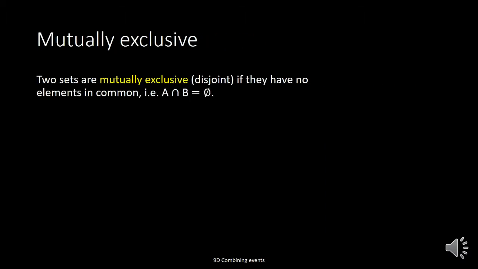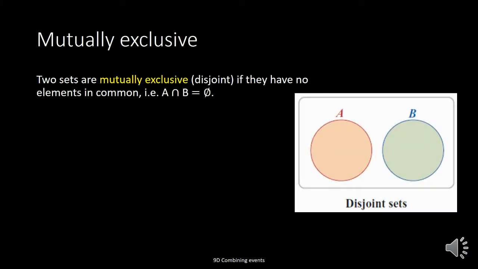We looked at mutually exclusive sets last year as well. If we look at a Venn diagram, this is what mutually exclusive looks like. These sets are disjoint because they have no overlap, i.e. that intersection is the null set. Okay, so let's have a quick look at a worked example.